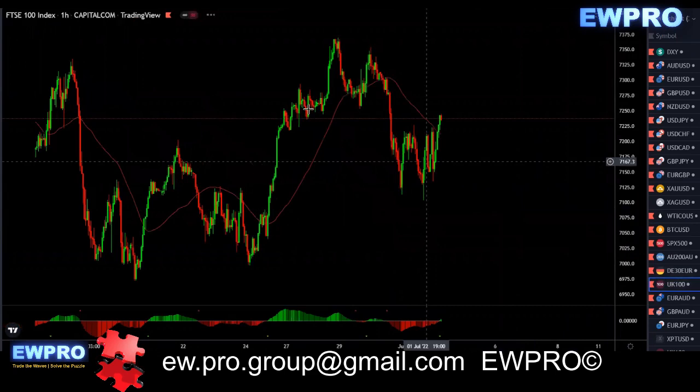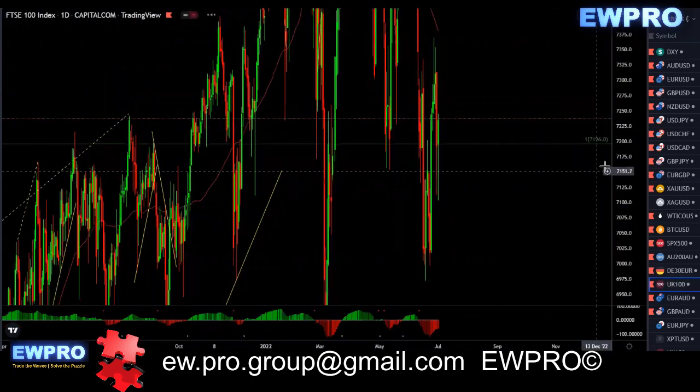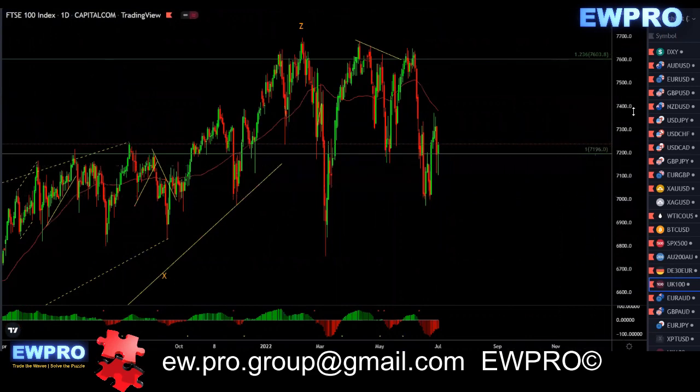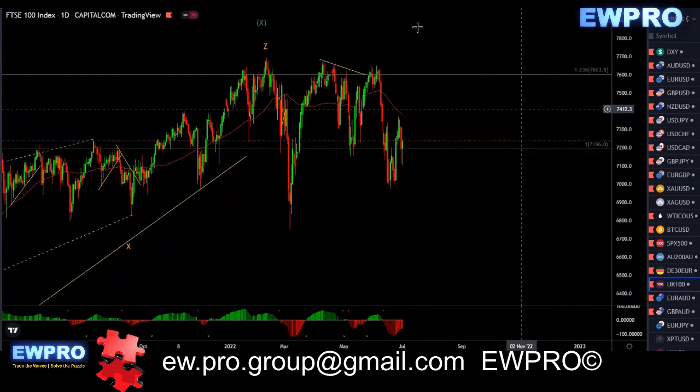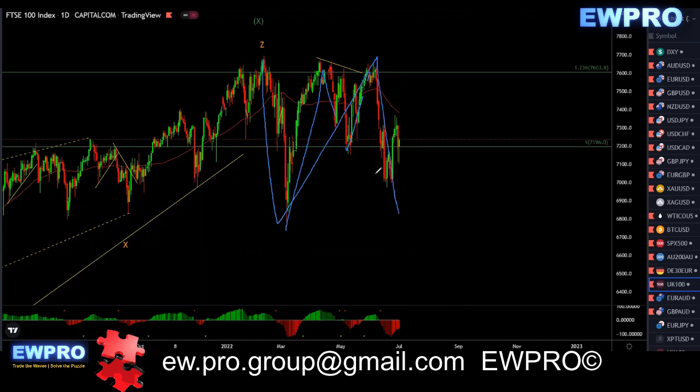And the FTSE on the daily. Again, this has become very complex. Extremely deep pullback. So we got a nice move down and we got a very deep correction. So we sort of got an A, B, C up in here, and then we're looking for an A, B, C. This one still hasn't broken that low.